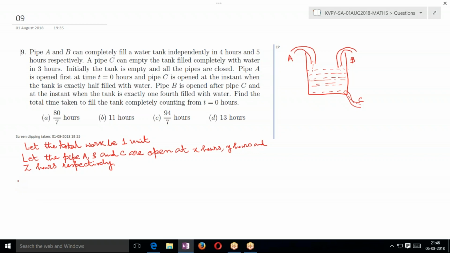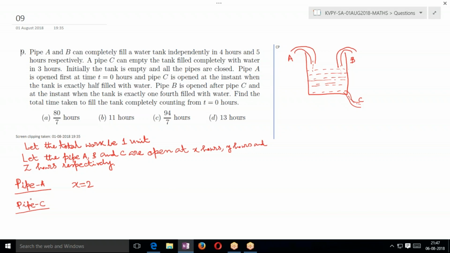So first pipe A is open. Let's consider the first event: pipe A. As pipe A takes 4 hours to fill the tank, to get it half filled it will take 2 hours. So X is equal to 2. I hope you get it. Then pipe C started operational. Pipe C is opened at the instant when the tank is exactly half filled. That we already found, X is equal to 2.